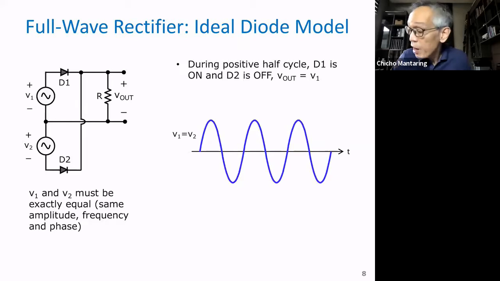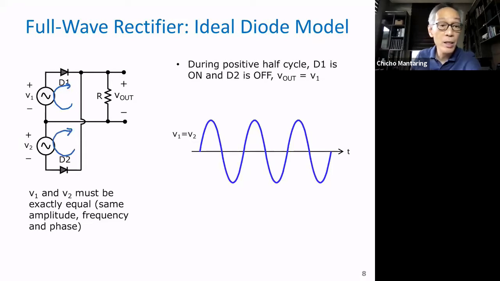Okay. During the positive half cycle, ano nangyayari? No? During the positive half cycle, the current supplied by V1 tends to flow in this direction. And the current supplied by V2 also tends to flow in this direction. So napansin nyo, here the current supplied by V1 is in the same direction as the diode arrow. But here, the current supplied by V2 is opposite the direction of the diode arrow. Therefore, D1 is on and D2 is off.